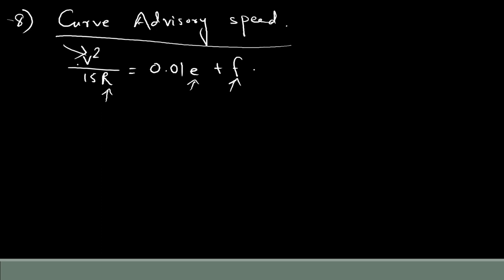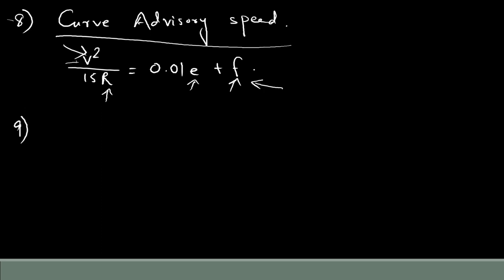So this V is actually the design speed. Based on that you will get the curve advisory speed. You can propose a curve advisory speed, which you need to know. This is the formula basically, but you will get all these formulas in your formula sheet.